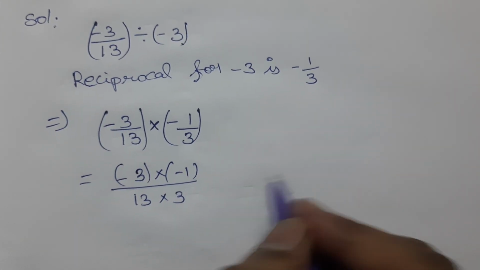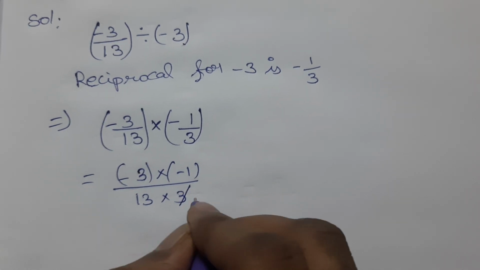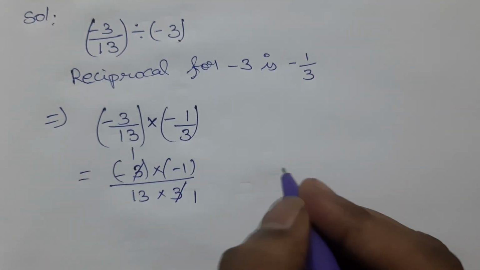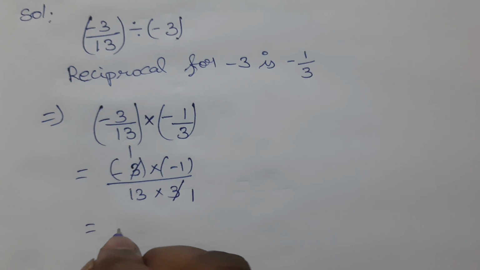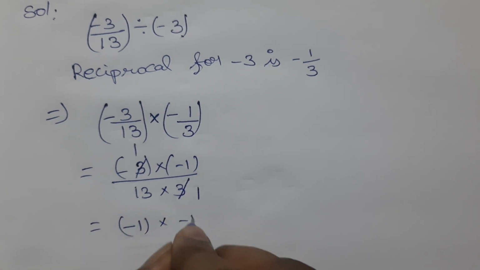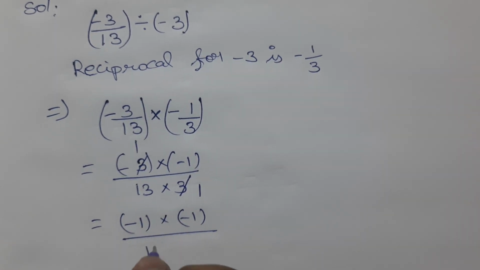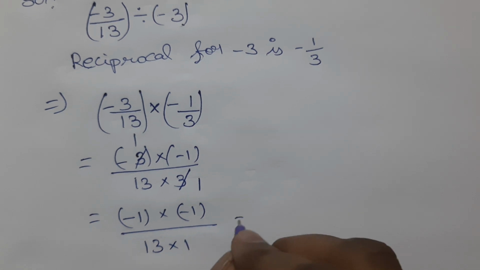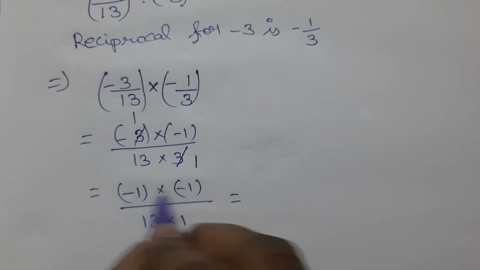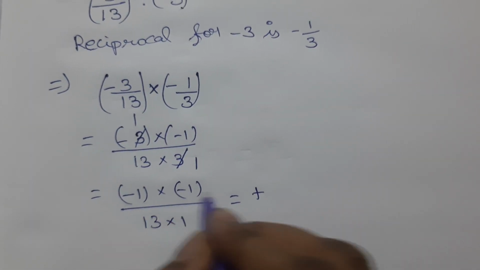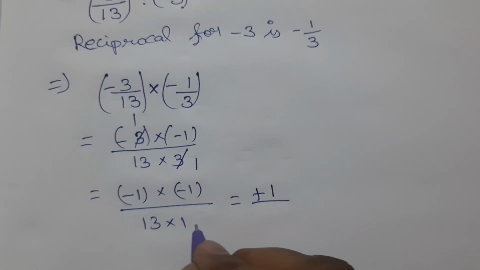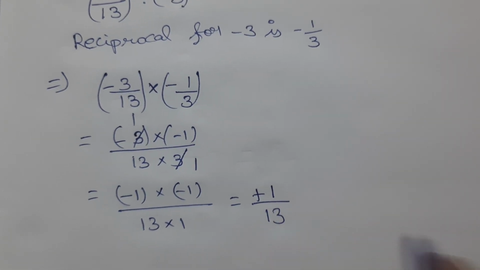So now is it possible to reduce? Yes. 1 3 is 3, then 1 3 is 3. So we have the remaining terms, minus 1 into minus 1 divided by 13 into 1. That is equal to, minus into minus is plus. 1 into 1 is 1, divided by 13 into 1, 13.